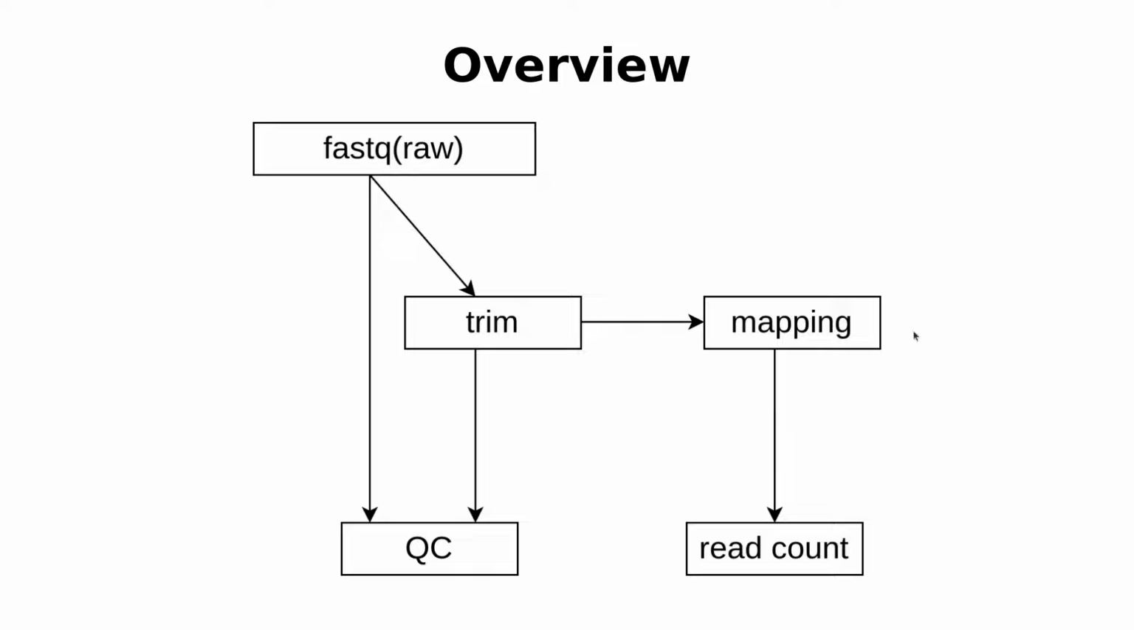So now we can proceed with the mapping. With the mapping, we are looking at STAR. We are going to use STAR for the mapping, and we are going to generate the read count. When we are using STAR for mapping, you need to first generate an index, and after generating your index, you can now do the mapping itself.